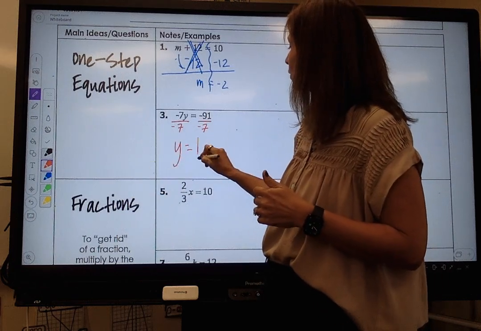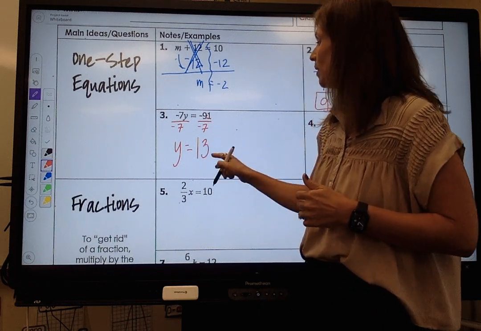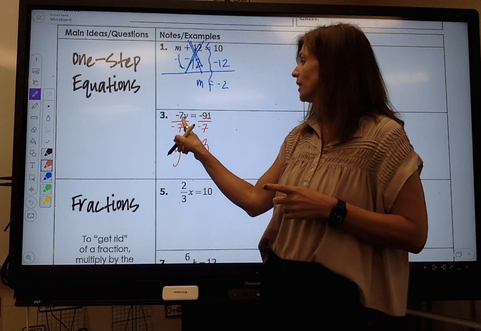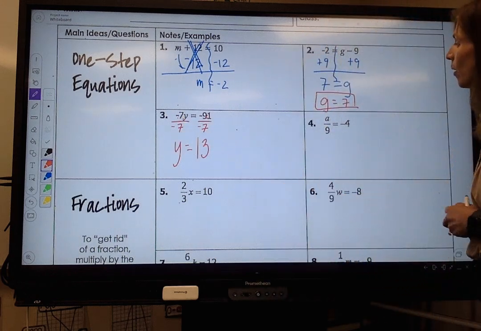7 goes into 9 one whole time, with 2 left over. 7 goes into 21 3 times. So negative 7 times 13, negative times a positive is a negative, negative 91. Now, look at number 4.